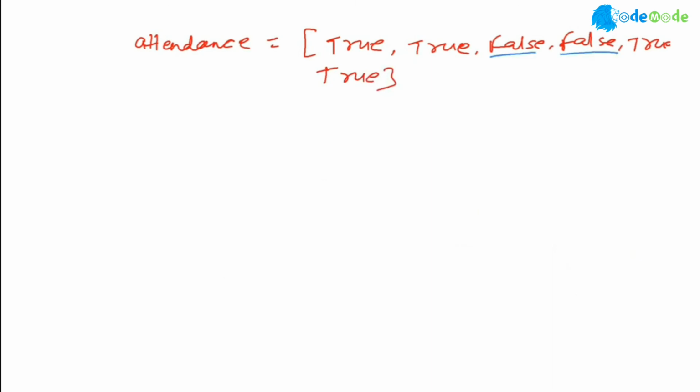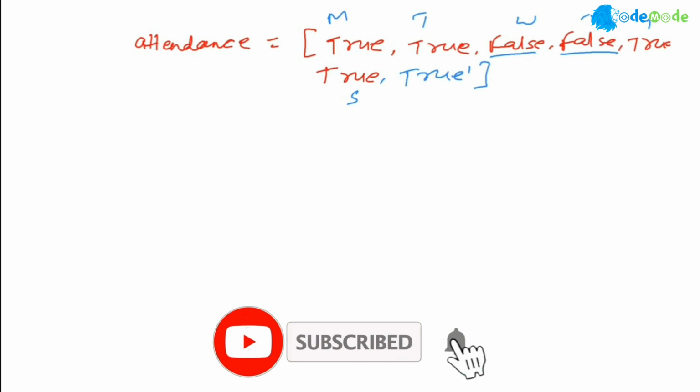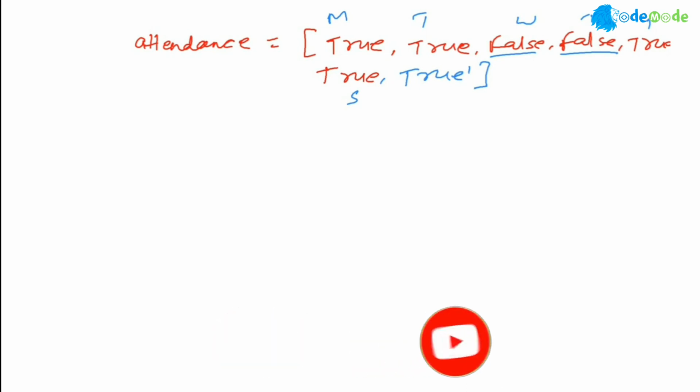Let's assume this is Monday. So Monday, Tuesday, Wednesday, Thursday, Friday, Saturday. One more actually. Right? So true. And you close the list. So the 2 days you were not present, false and false. So you can create a Boolean list also.